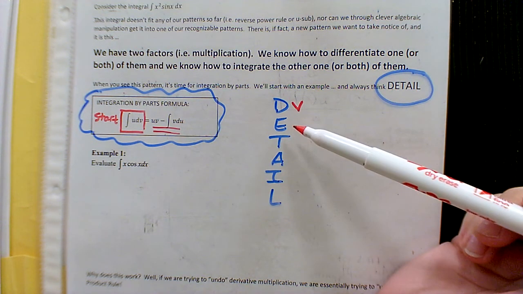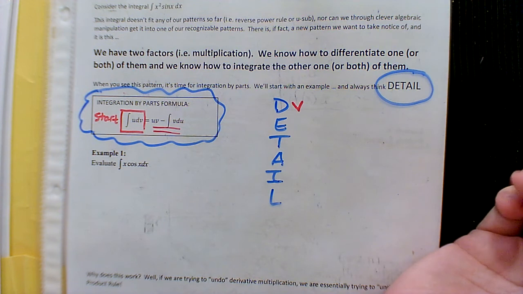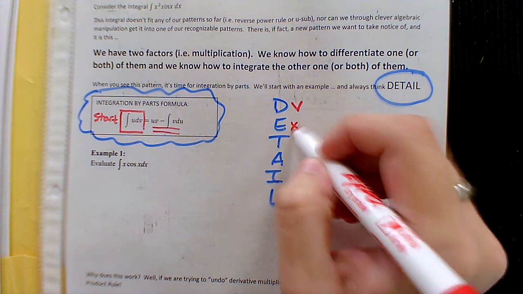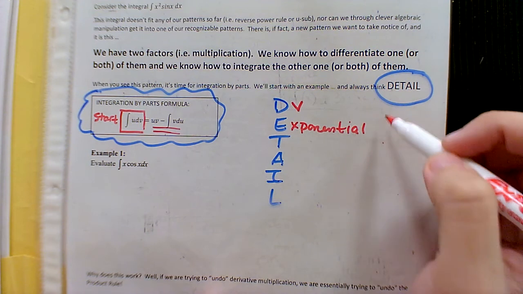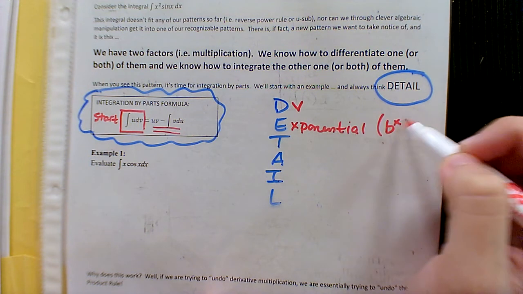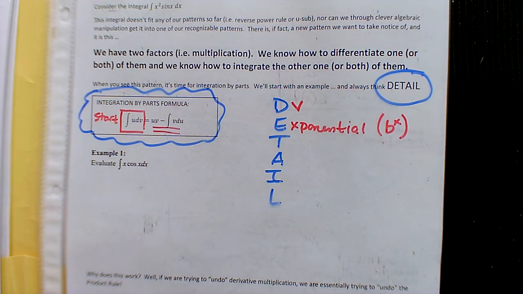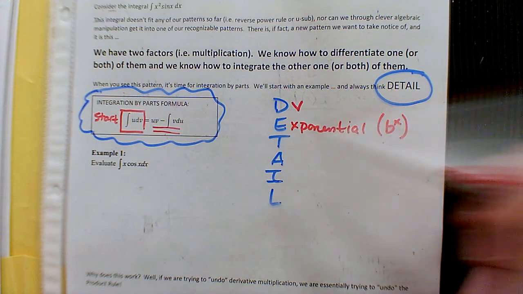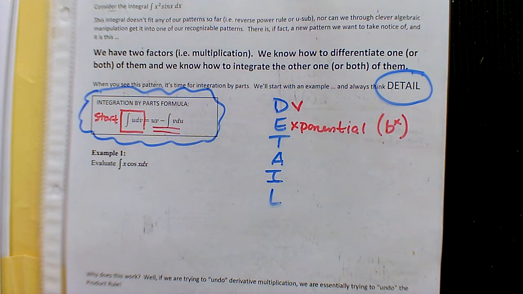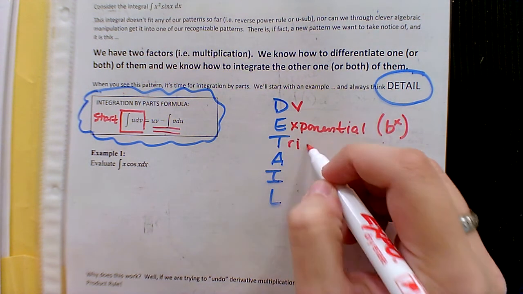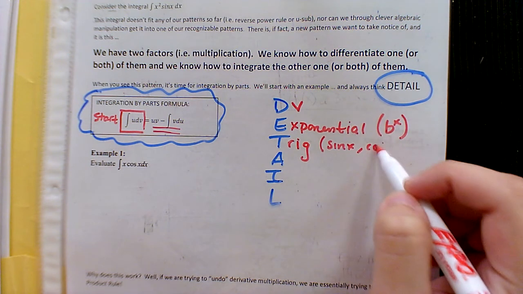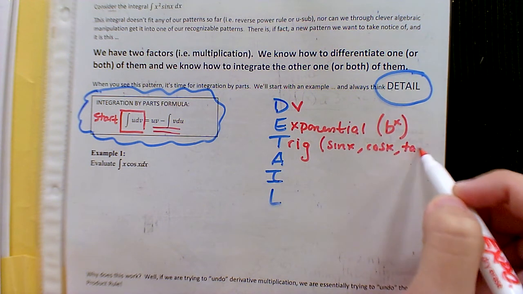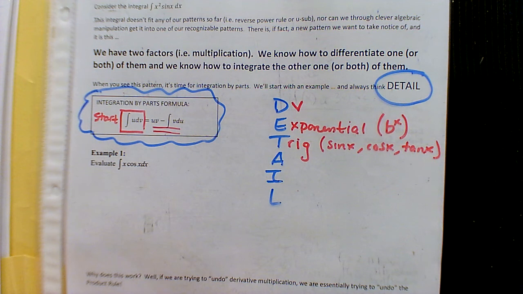Can you think of a type of function that starts with E? Exponential. Okay, so that's like a number to a power. What do you think the T stands for? A type of function that starts with T? Trig. Yep. So sine, cosine, tangent, those ones.